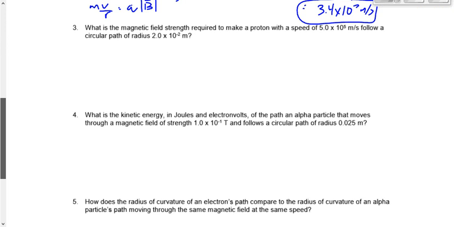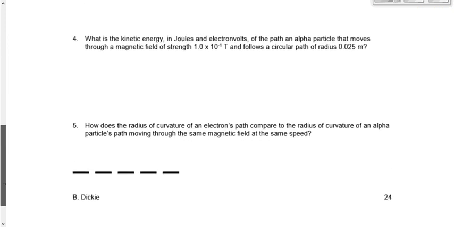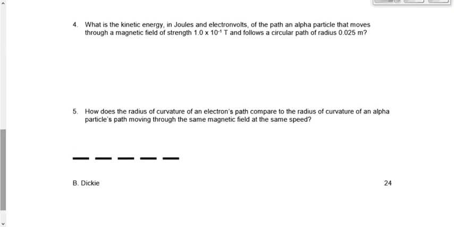Okay, let's take a look at number 4. What's the kinetic energy in joules and electron volts? We'll worry about the units later. Of the path of an alpha particle that moves through this magnetic field and follows this circular path. We know that, once again, we see this radius thing here. So we're probably going to do the FC equals FM thing again.